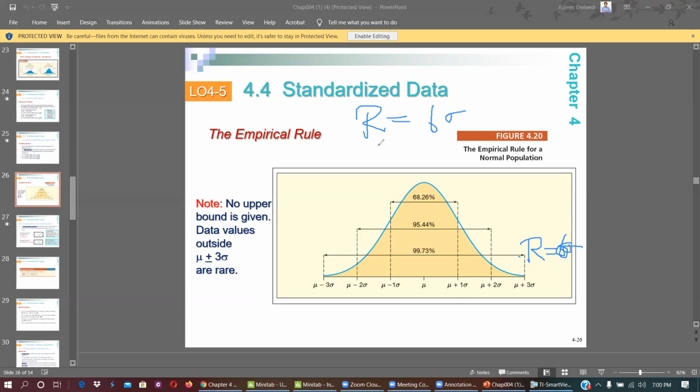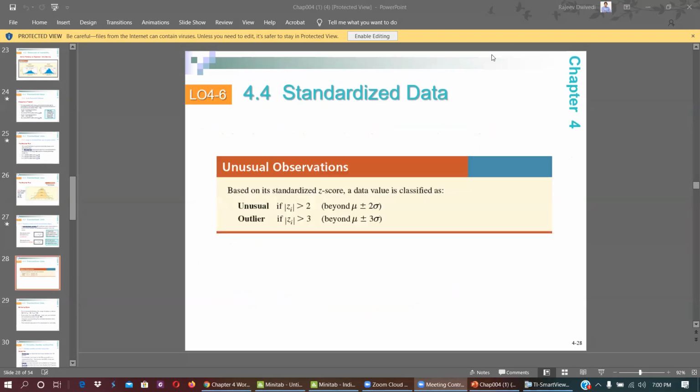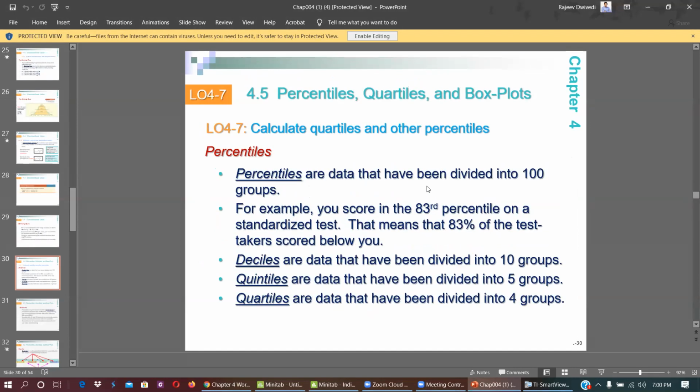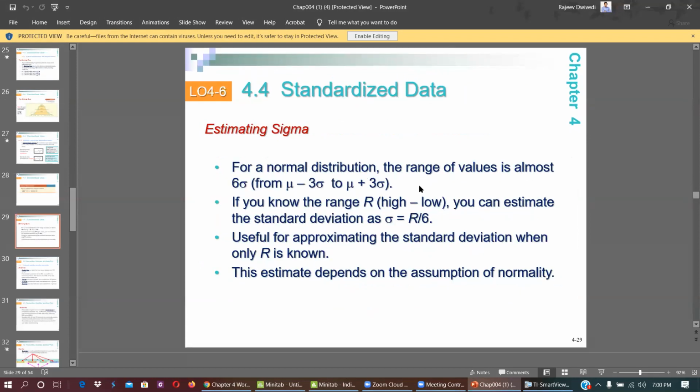So what about the sigma? Sigma equal to R, then 6 will come underneath of this, R divided by 6. Is it making sense? So sigma equals R upon 6. Basically, we can get to know the range, and based on the range you can calculate the sigma. If this is clear, let me go on Minitab to demonstrate this.